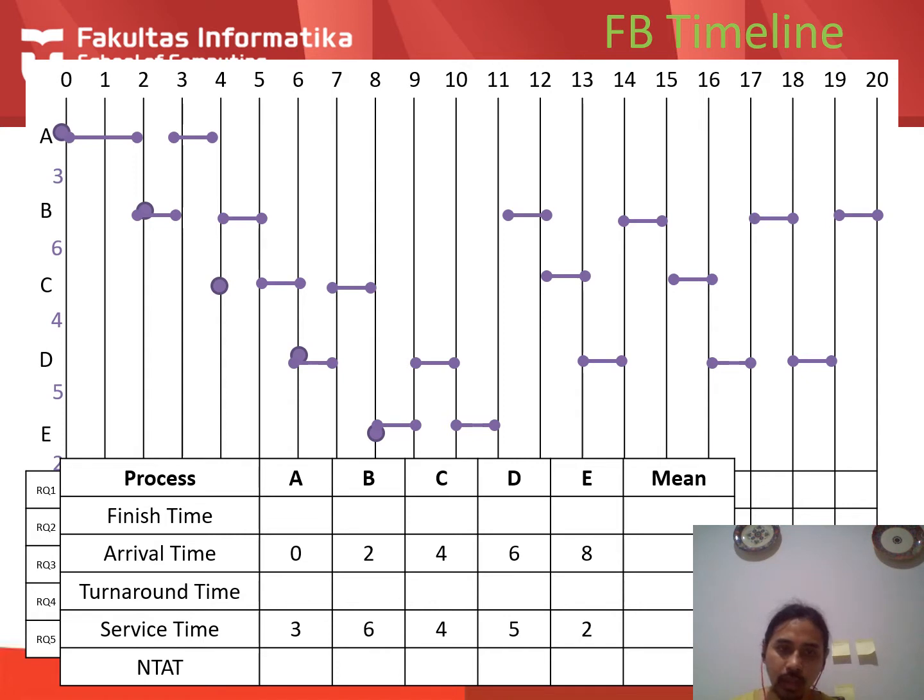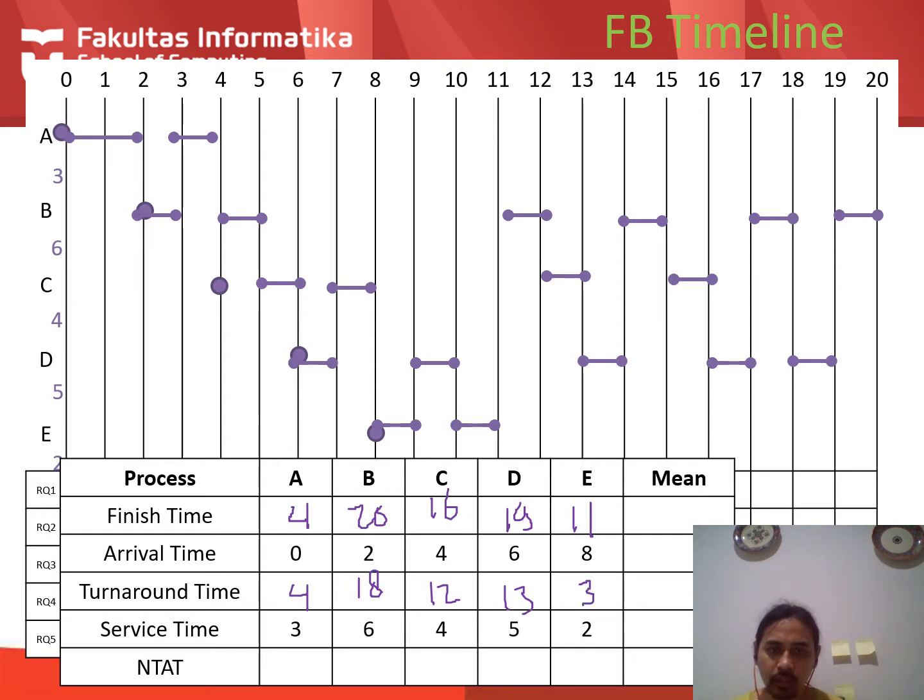So A finishes at 4, B finishes at 20, C finishes at 16, D finishes at 19, and E finishes at 11. The turnaround time is that A is 4, B is 18, C is 12, D is 13, and E is 3.